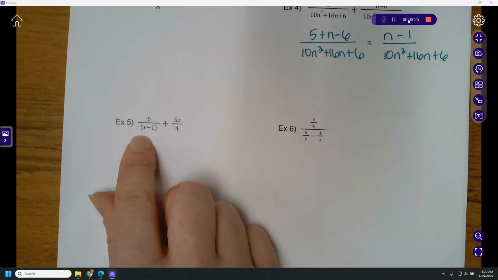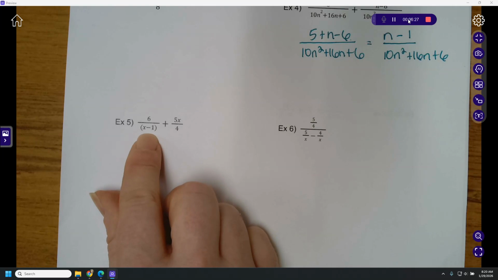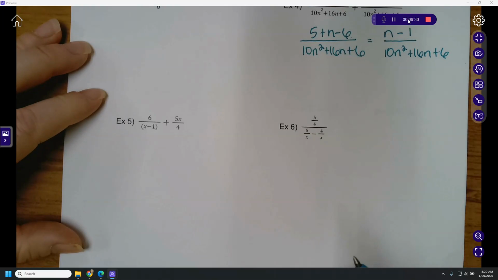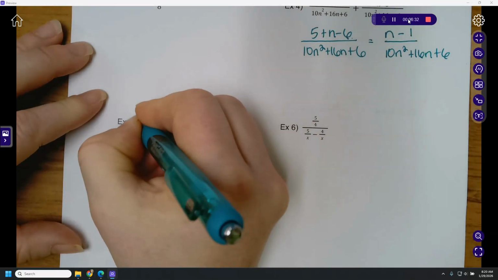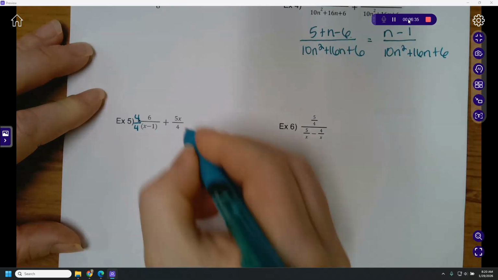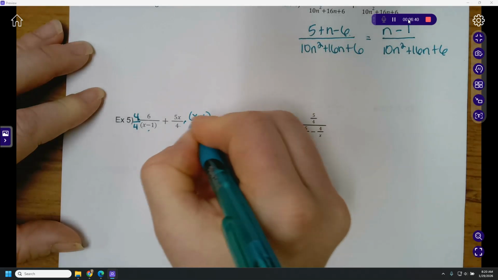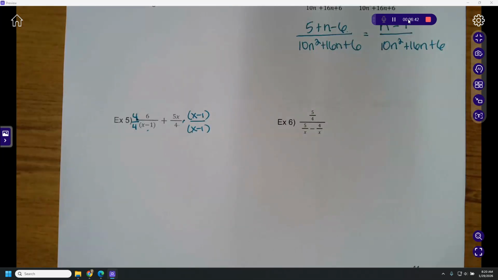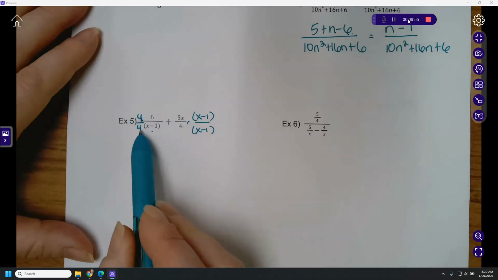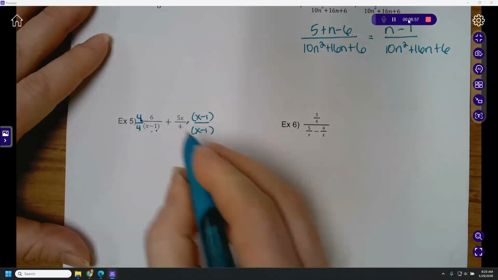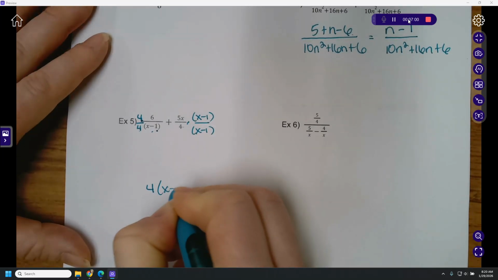What do we need to multiply the first fraction, the bottom and top, by? We need to have a 4 there on top and bottom. And then on this one, we already have that 4, but we would need to do an x minus 1 on top and bottom. Okay, so now that I have my 4 and my x minus 1, that's my common denominator. I put that on the bottom.